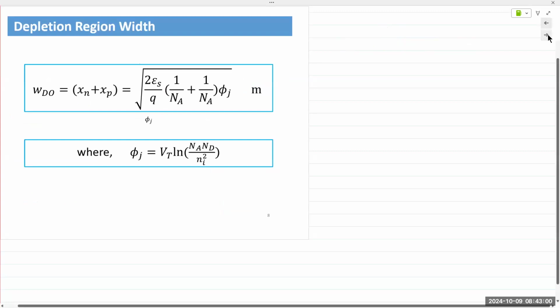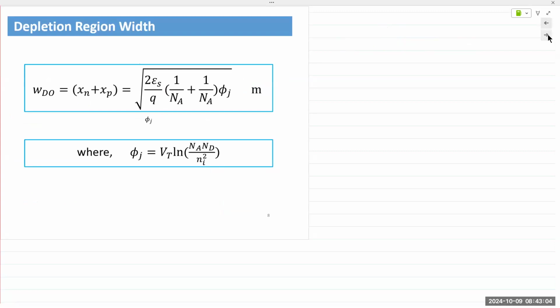So there are a couple of equations. Phi j, the junction built-in potential, is given by Vt log of NA times ND over Ni square. Ni square again describes the intrinsic concentration of the carriers. Na and Nd are the doped acceptor and donor atoms. And Vt, of course, is the thermal voltage.